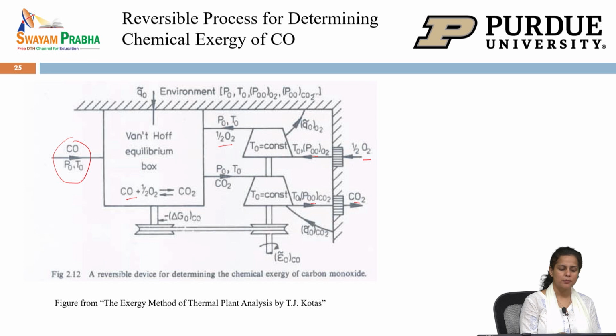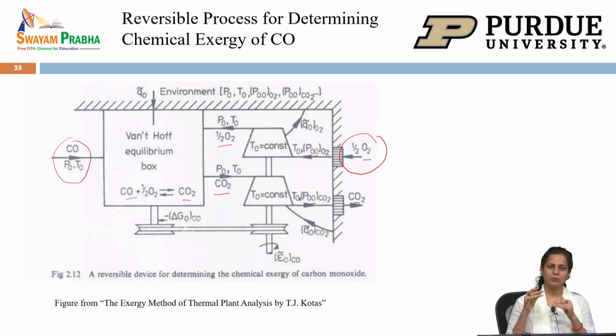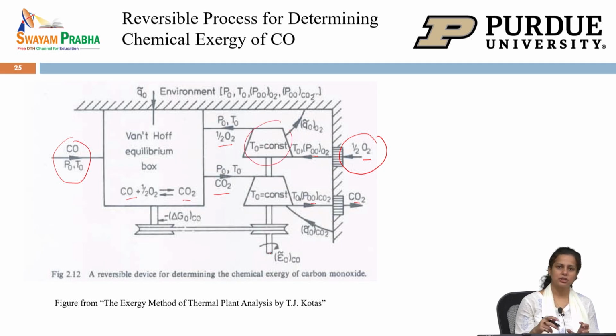So, the carbon monoxide at P naught T naught reacts with half molecule of oxygen at P naught T naught, and it gives CO2. And the idea is that it will give you CO2 at the pressure P naught T naught. So, now what we have done is we have brought the reference molecule oxygen, did some work to it so that we raised its pressure from P00 to P0. So, there is some work that has been done. So, this shaft is basically showing you that there is work done.